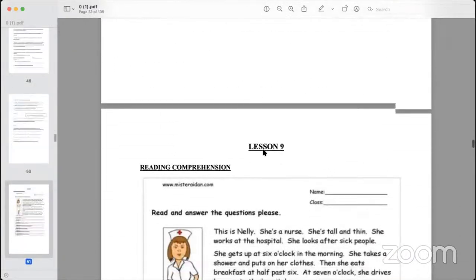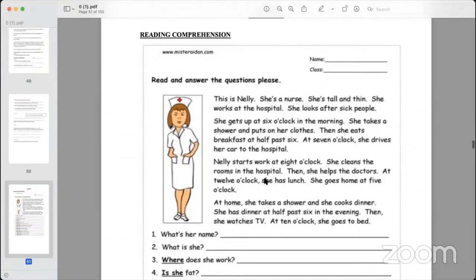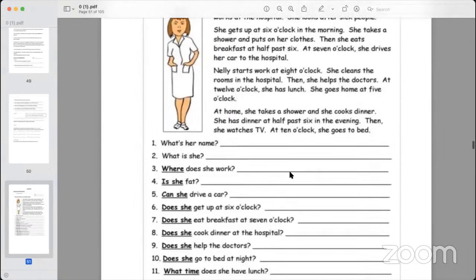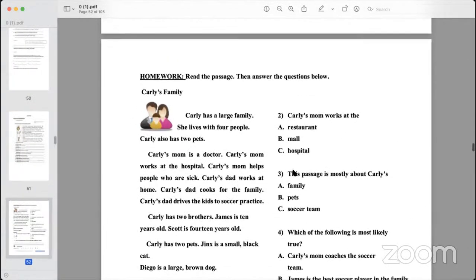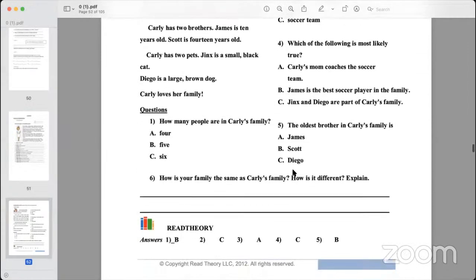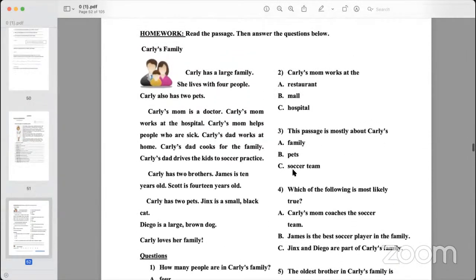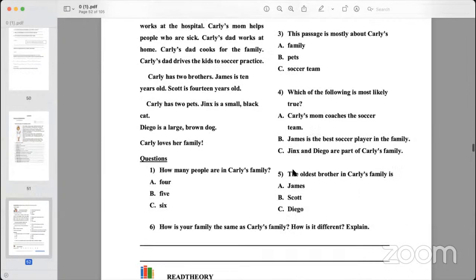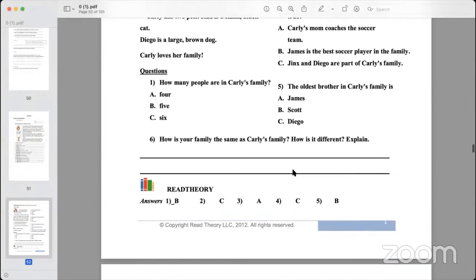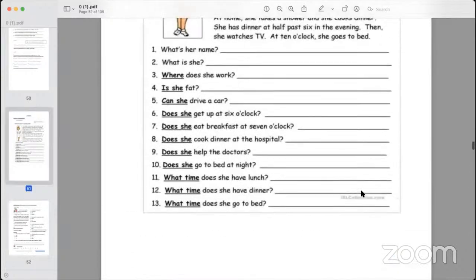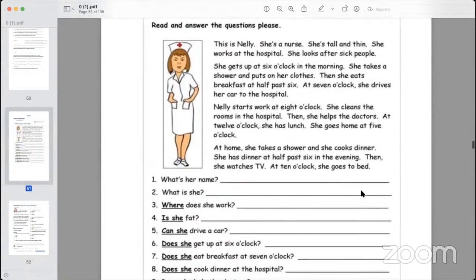lesson 9. Okay. So we're going to do this comprehension today. And then for homework, you have a different set of comprehension to complete. I've got the answers here. So you can check at the end if you've done it correctly.